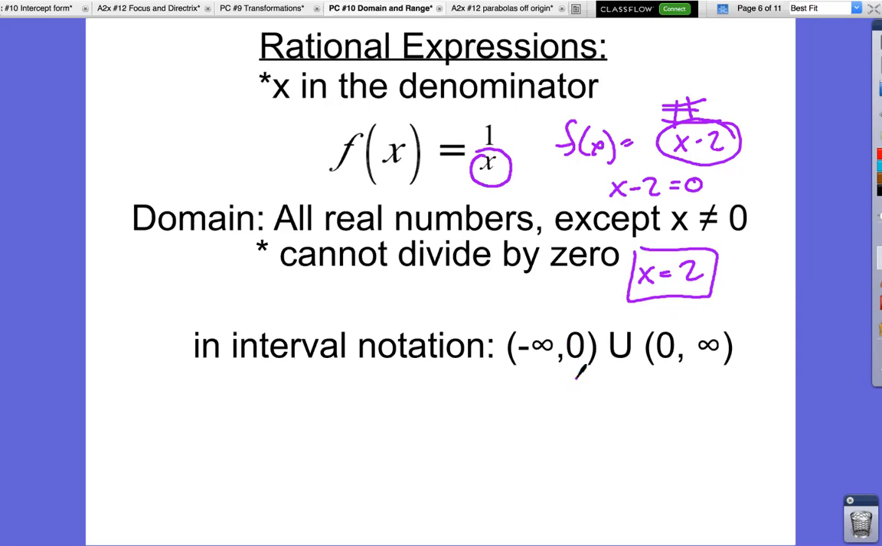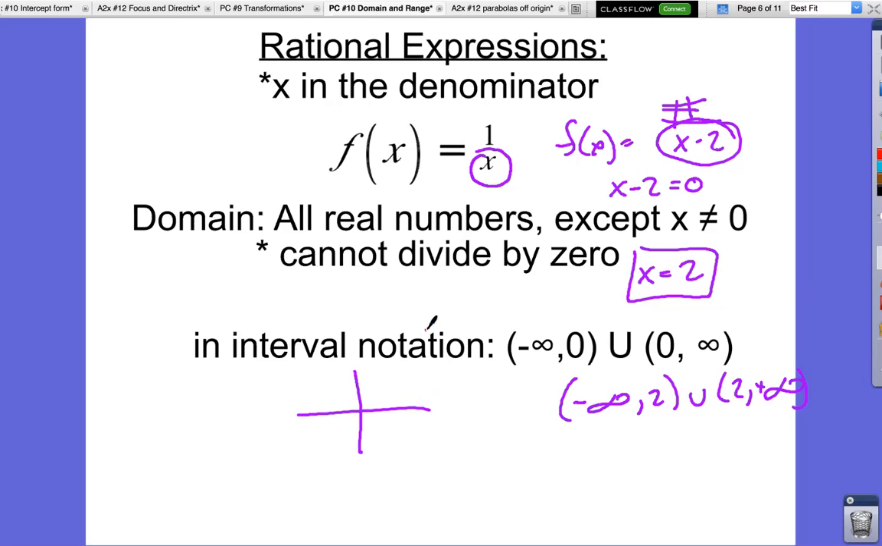So how I would write that is everything to the left of 2 until 2, with a union of 2 to everything to the right of it. And basically this means everything except for 2. Any questions? So rational expressions will always have the union? Yes, because now I'm saying it's not just it goes from here forever. What this would look like is something like this.